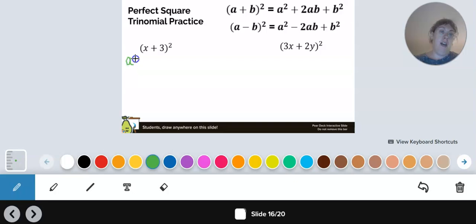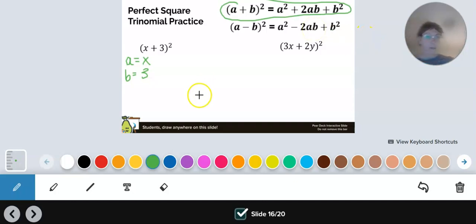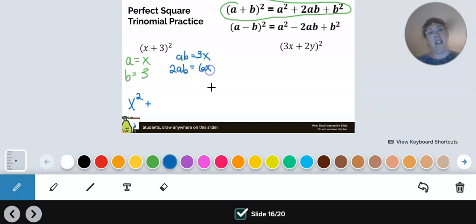So for this example, our a is x and our b is 3. Those are our two terms. We have a plus, so we're using this top format. A squared is x squared plus 2 times a times b. Well, a times b is 3x. And when we double that, we get 6x. So we're going to add 6x in the middle plus our b, which is 3 squared, is 9. So we have x squared plus 6x plus 9.